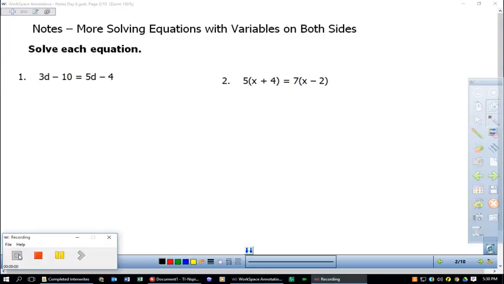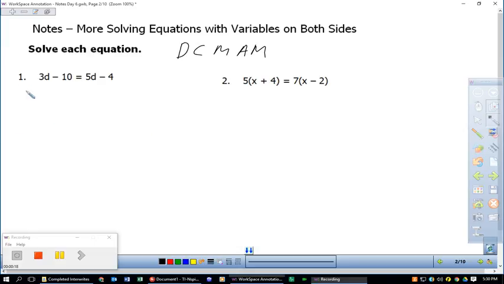More solving equations with variables on both sides. Like we did before, more complicated stuff, we want to spend more time on it, so here we go with our second day. Solve each equation. Now, the steps that I still want to appeal to are don't call me a monster, or distribute, combine like terms, move variables, add, subtract, multiply, divide.